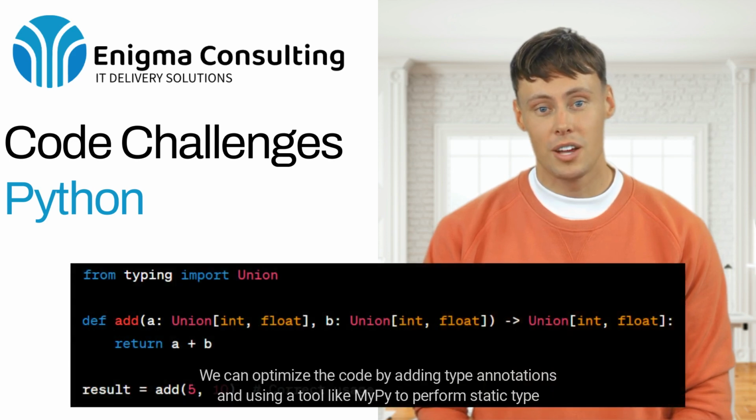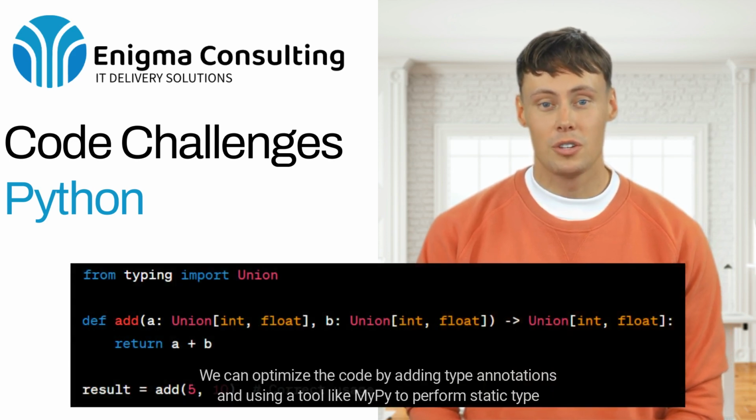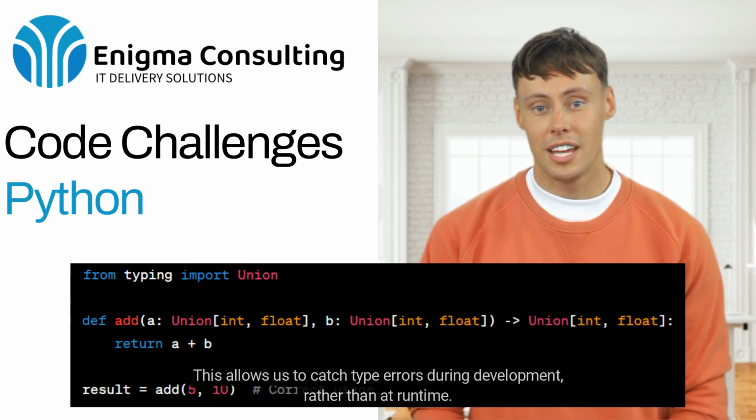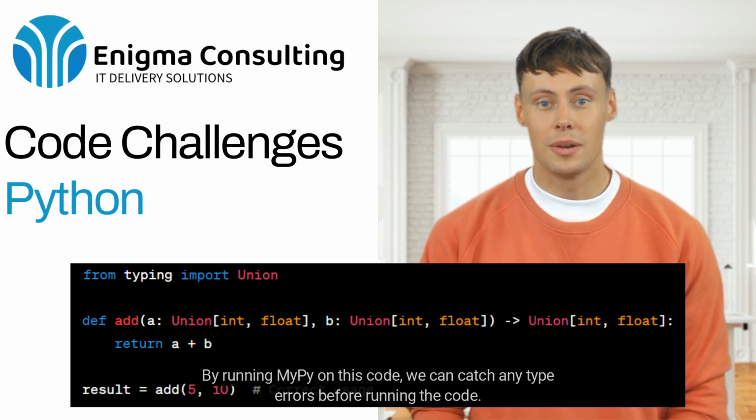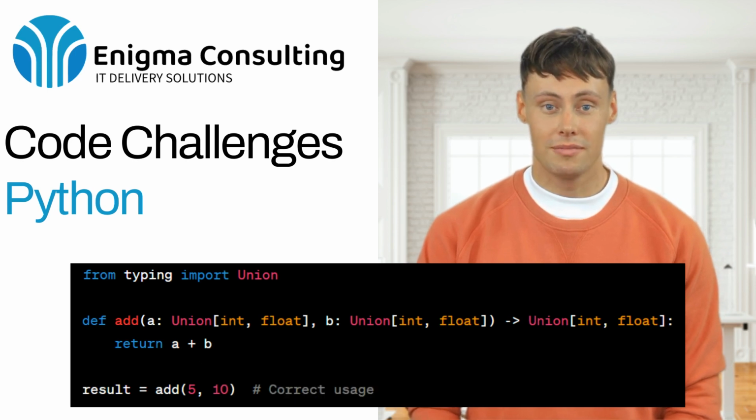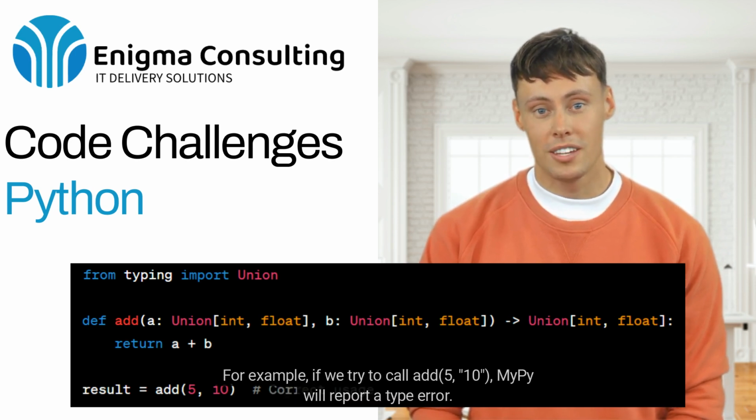We can optimize the code by adding type annotations and using a tool like MyPy to perform static type checking. This allows us to catch type errors during development, rather than at runtime. By running MyPy on this code, we can catch any type errors before running the code. For example, if we try to call add(5, "10"), MyPy will report a type error.